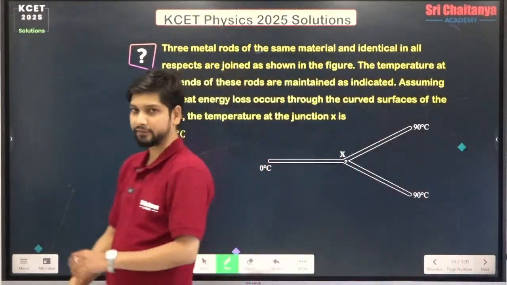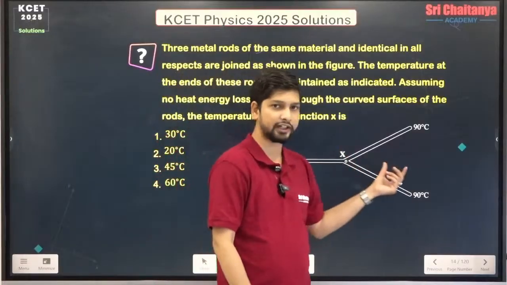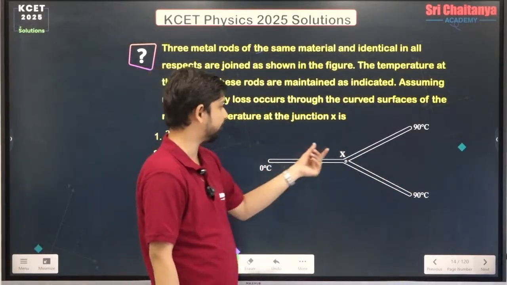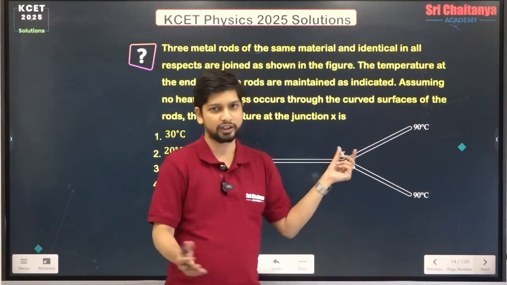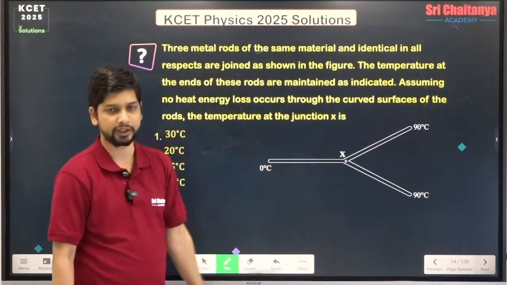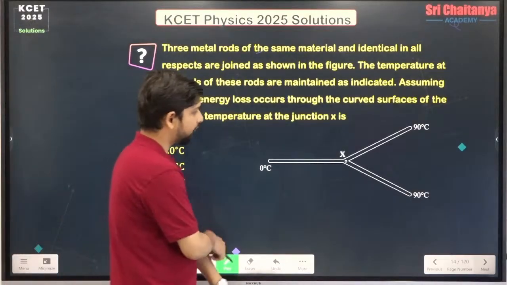Okay. Very favorite question of competitive exams. It may be asked in current electricity as well. Same type of question you have seen in current electricity as well. In this case, you have to find the temperature. In current electricity, we can find the potential at this point. So both of them have the same way of solving, same method of solving.